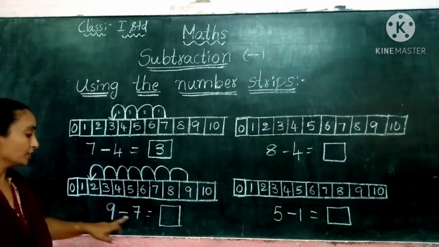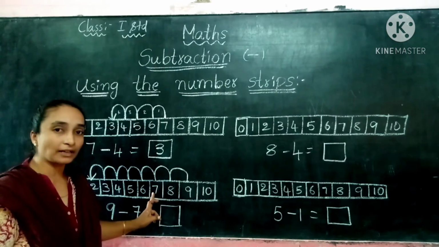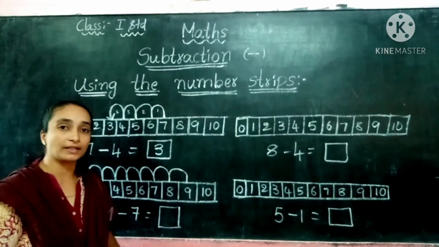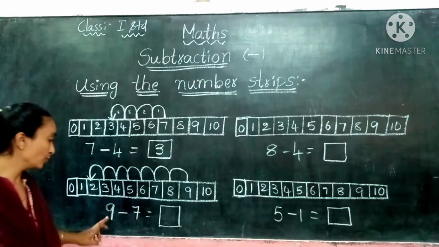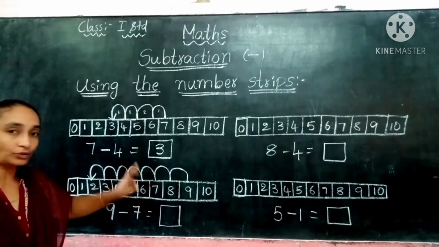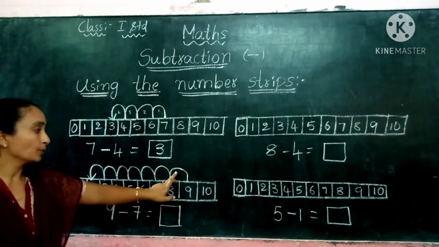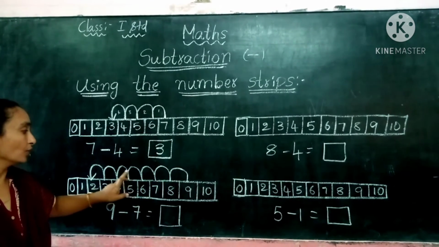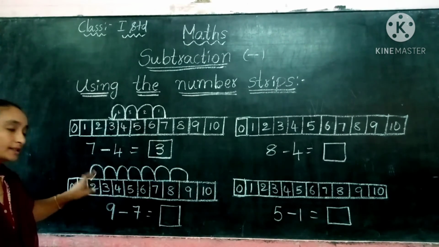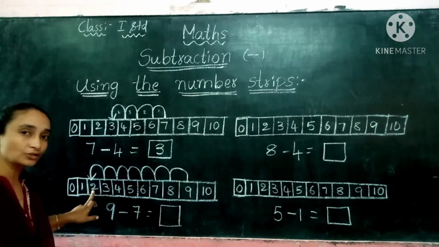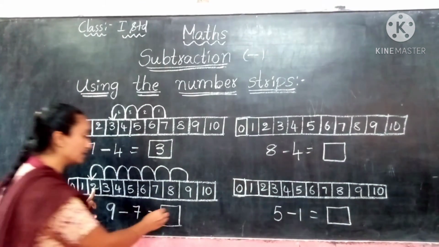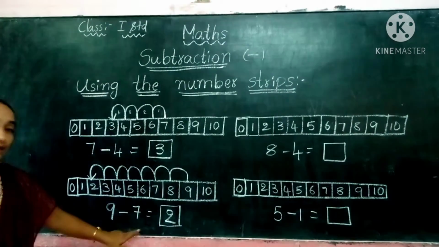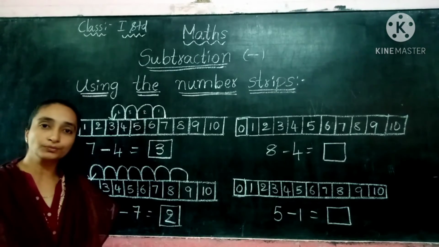Okay children. So here 7 is there, but from 9 to 7 directly you should not say that. That is wrong. So 9 minus 7 means you have to take the 7 jumps. 1, 2, 3, 4, 5, 6, 7. The 7th jump it came and stopped near 2. So this is the answer, 2. 9 minus 7 is equal to 2.